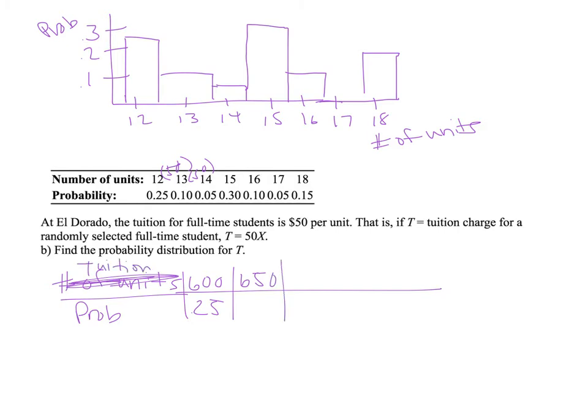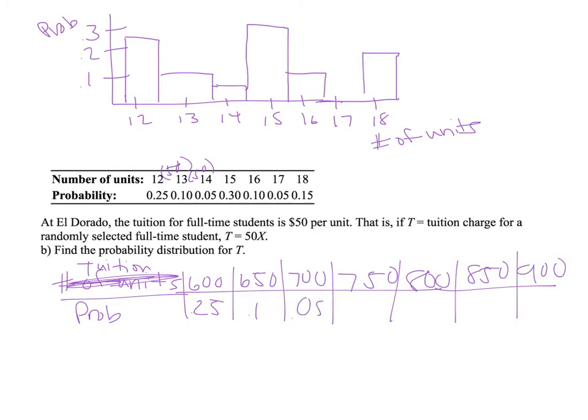Each of these, you're going to have the same probability. You just take the original and you multiply it by 50. So that's all our new probability distribution is going to look like. And your probabilities do not change. The only thing that changes is that your units get multiplied by 50 and they now are the tuition.